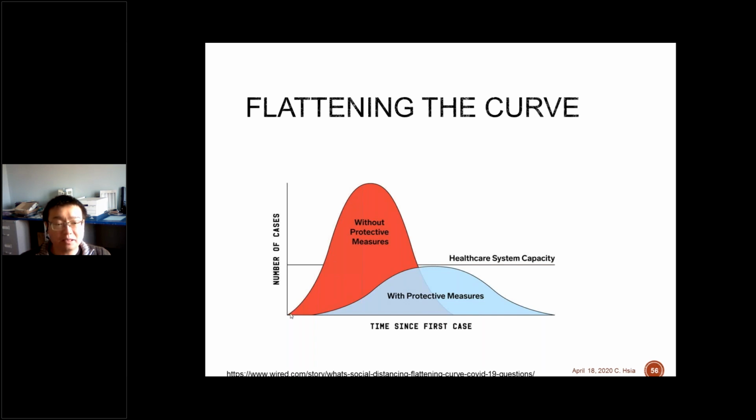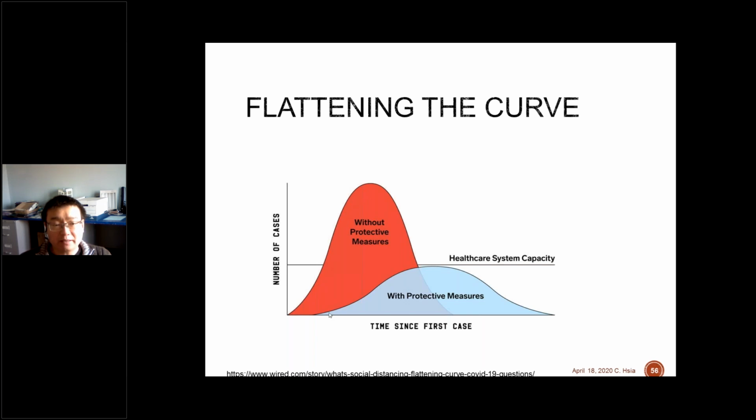So this is a graphical representation of what flattening the curve means and what it can do to the system. So this is time. And then this is number of cases on the y-axis. So over time, without protective measures, if everybody is not using all the social distancing rules and protective measures, then you can have a huge number of cases coming all at once, and it overwhelms our healthcare system.